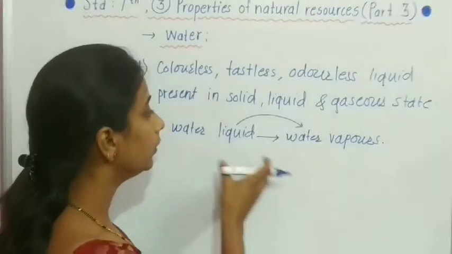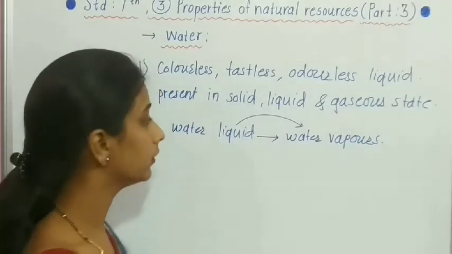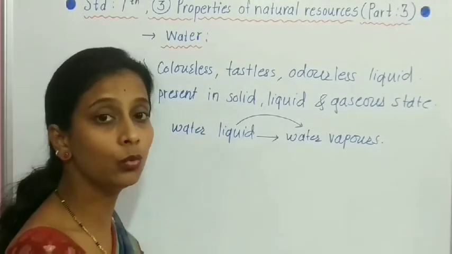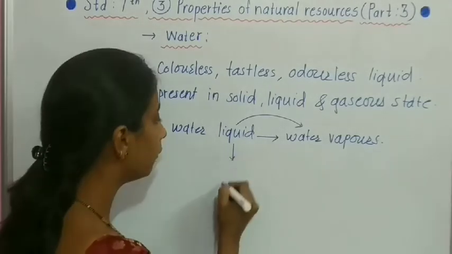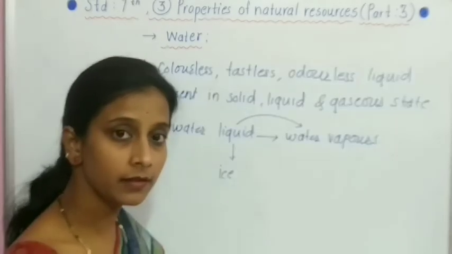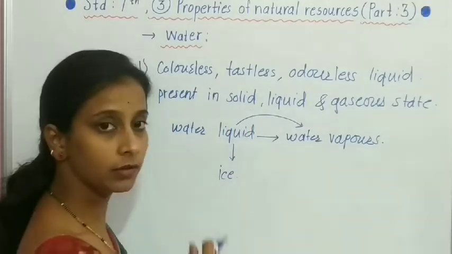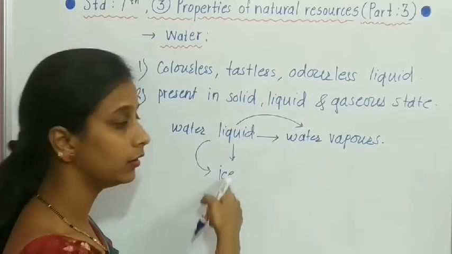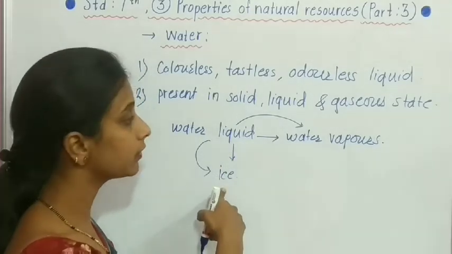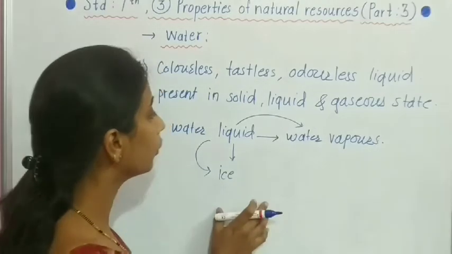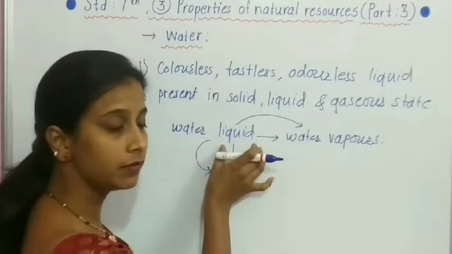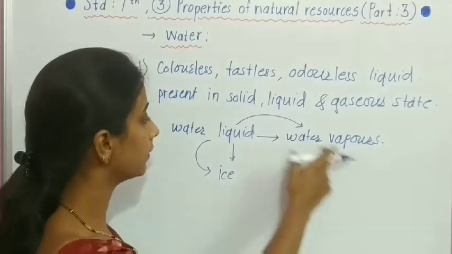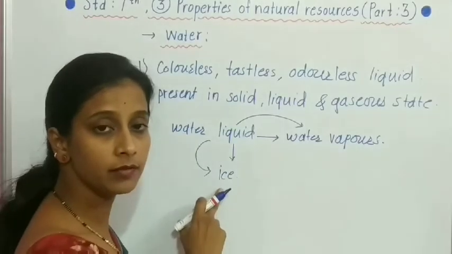Now, on reducing the heat, suppose liquid water is present, and if we cool this water, then what happens? It forms ice. Means again here ice is the solid state of water. Again the state of water changes from liquid to solid. Means these are the effects of temperature on water. If liquid water is present and we give heat, then it changes its state to gas. On cooling, it forms ice, means solid state.